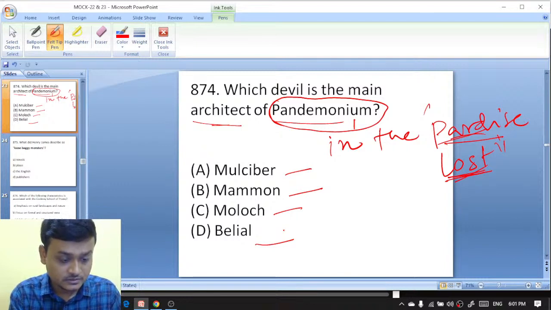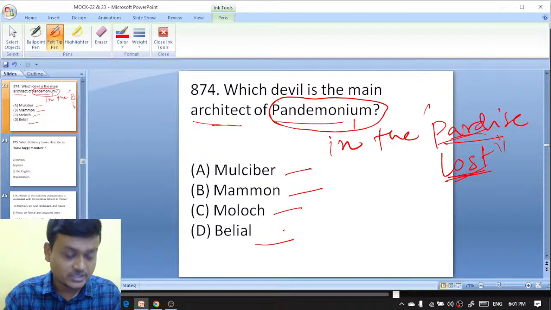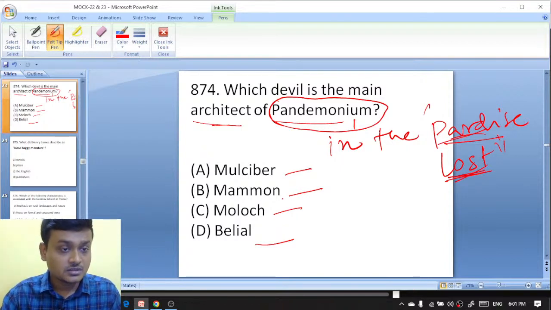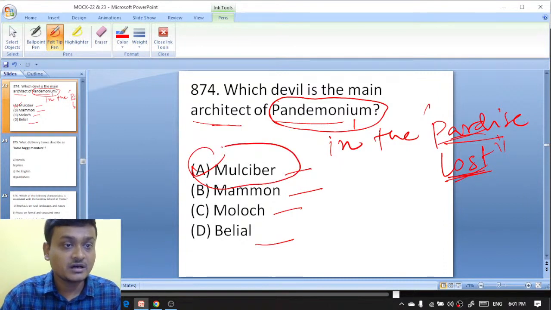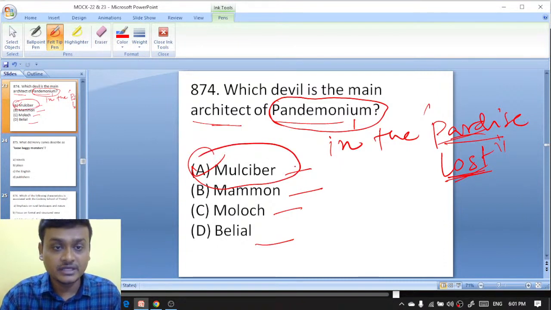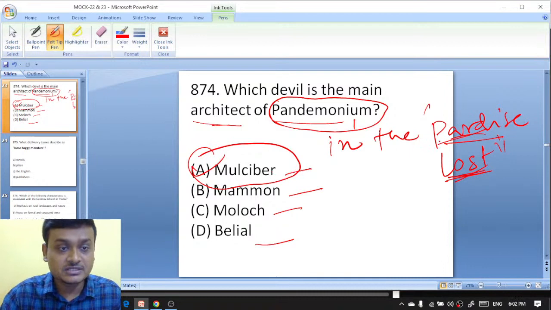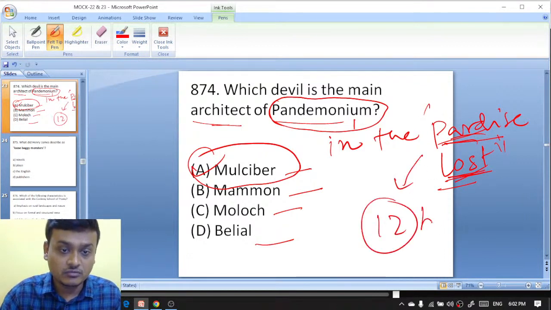Okay. So here the right option would be Malsibar. Malsibar has given the architecture of Pandemonium, and that appears in the epic Paradise Lost written by John Milton. And Paradise Lost has a total of 12 books.